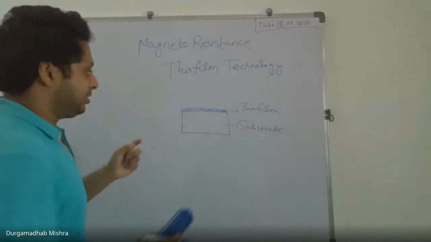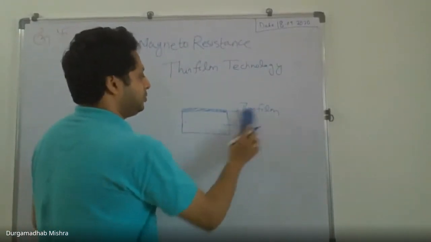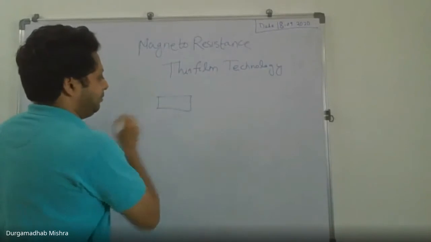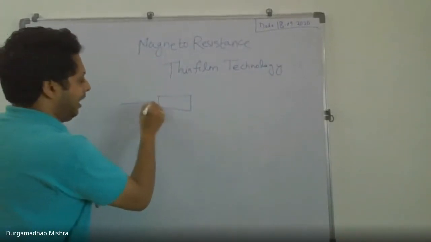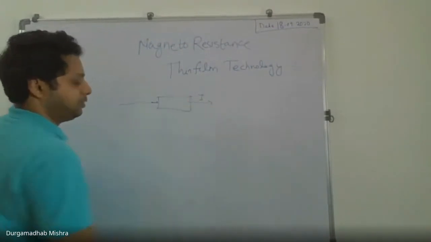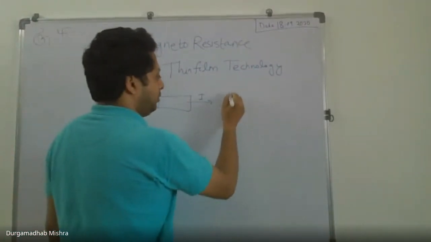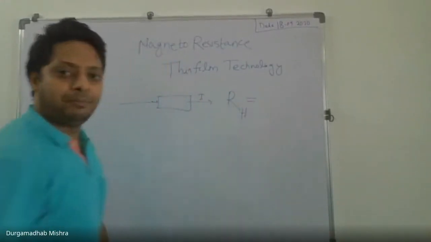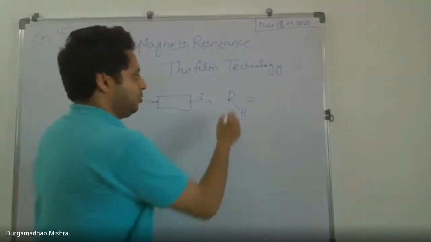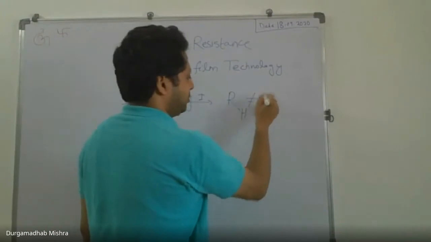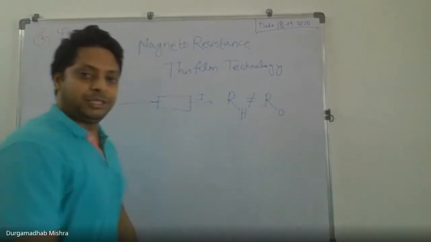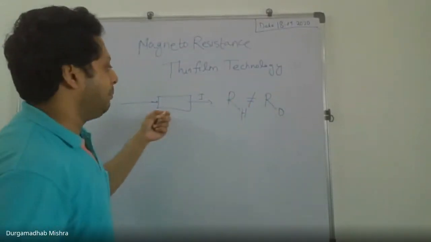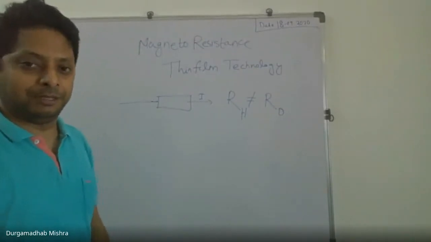So what happens in the context of magnetoresistance? Let's say I have a thin film with certain magnetization, and I pass a current through it. The resistance in the presence of a field H, when I apply a magnetic field, is not equal to the resistance when the field is 0. So R0 represents the resistance when the field is 0, and when I apply a field, the resistance will be different.